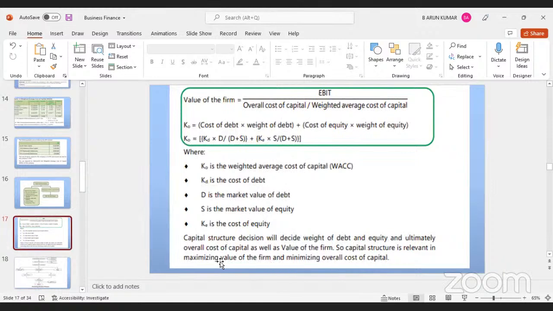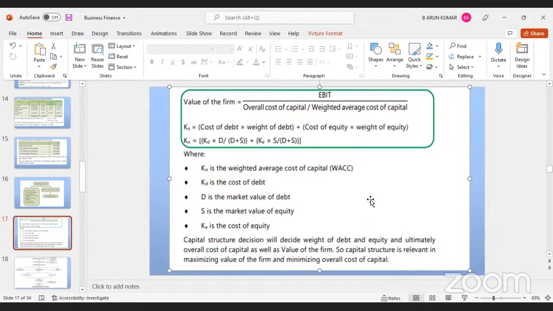On what basis are we maximizing the value of the firm? We are using these capital structure decisions. We are maximizing the value of the firm and minimizing the overall cost of capital. This is the basic concept relating to capital structure decisions.